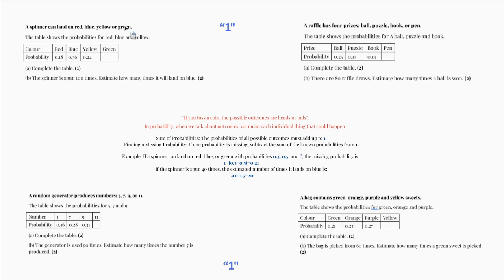A spinner can land on red, blue, yellow or green. The table shows the probabilities for red, blue and yellow. Complete the table. Now this is worth 2 marks. Because you know that it always has to equal 1, we need to first add all these up to find out what's missing.